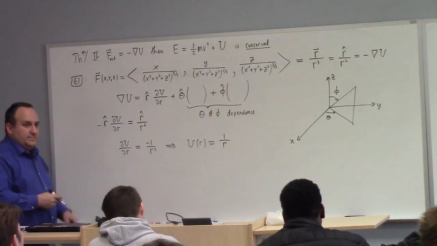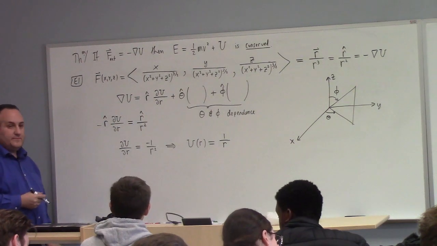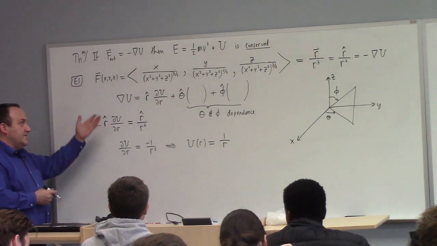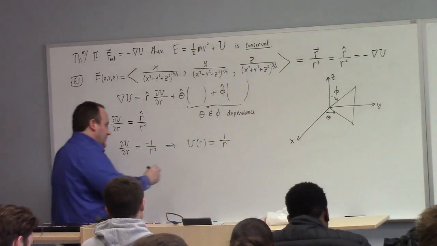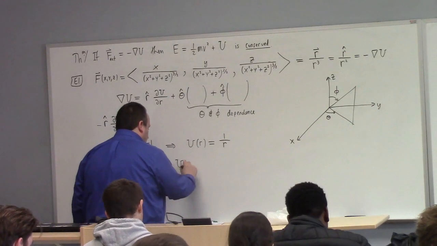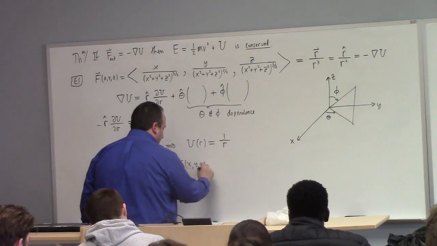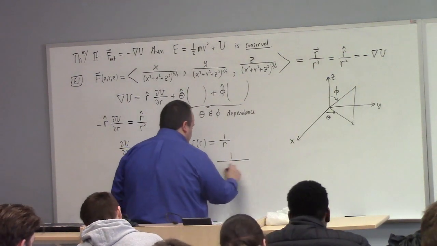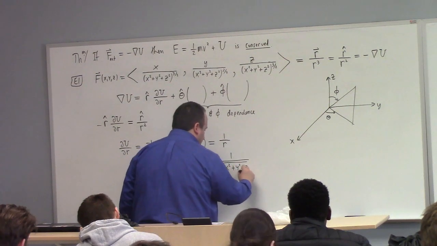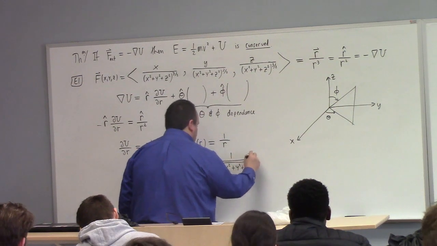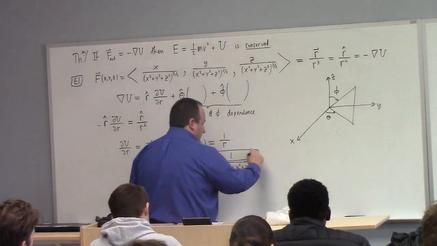So that is probably the potential energy for this force field. Now, if I put it back in Cartesian variables, it looks like this. U of x, y, z is like 1 over the square root of x squared plus y squared plus z squared. There you go. That would be the potential energy for this force field.